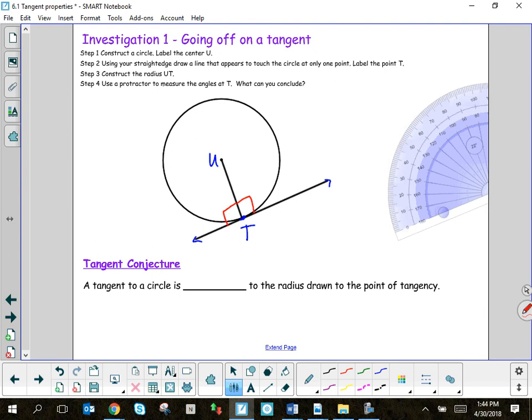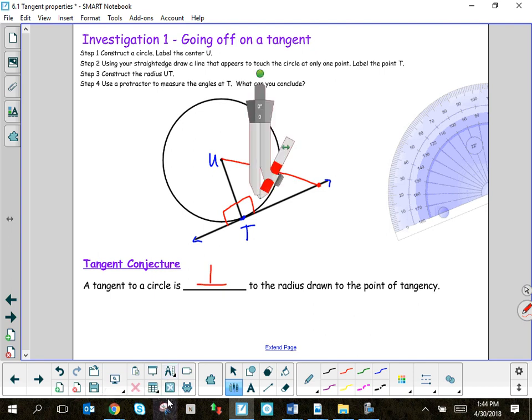And so a tangent to a circle is perpendicular, don't forget the perpendicular symbol, to the radius drawn to the point of tangency. More importantly, if you connect this to any point on the tangent, you have yourself a right triangle. So be prepared to do Pythagorean theorem or trigonometry.